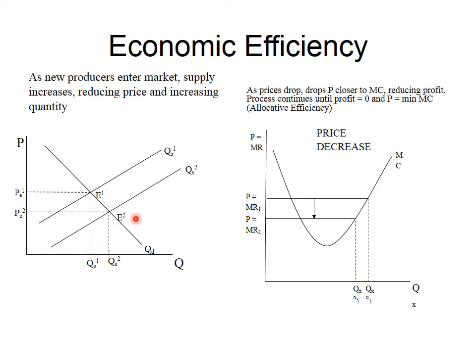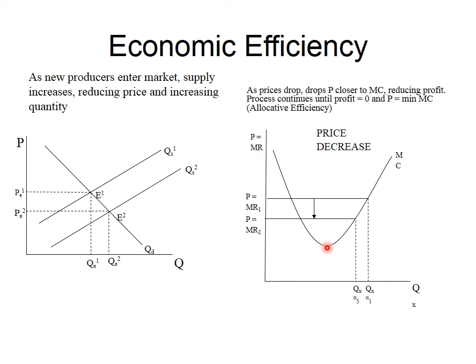So additional firms will continue to enter. This process will continue each time the price drops until you reach a point where the price equals marginal cost, right down here, the minimum marginal cost point, at which point you have allocative efficiency.